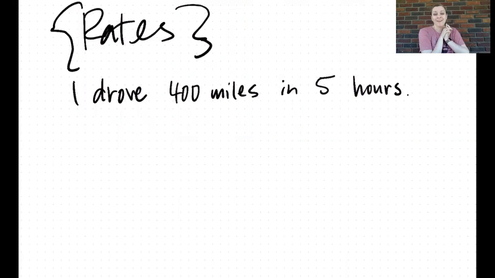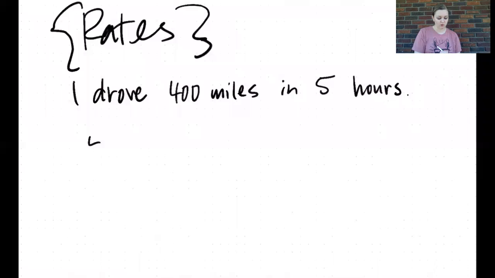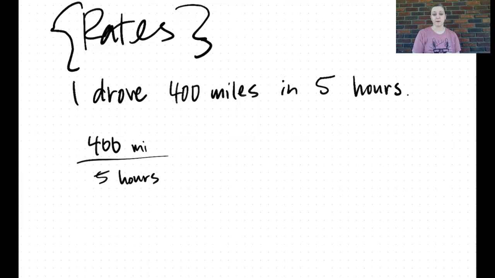So first of all, the biggest thing about a rate is telling us how much per one of something, okay? How much per one. So if I want to know, for example, I drove 400 miles in 5 hours, if I want to know how many miles I drove in just 1 hour, I need to figure that out. So I'm going to use my value of the ratio. I'm going to write this as a fraction. I can drive 400 miles in 5 hours, right? 400 miles per the 5 hours.